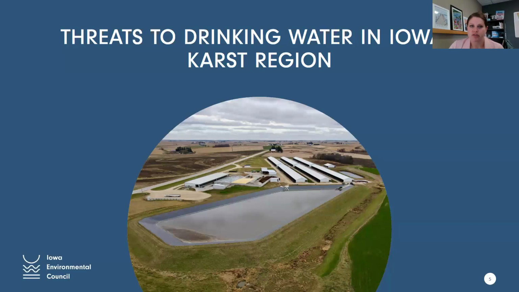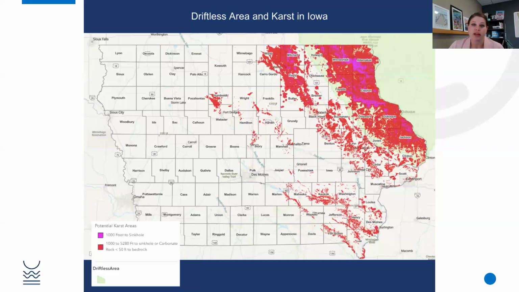So some background on threats to drinking water in Iowa's karst region. So what is Iowa's karst region? This is a map of the karst area in Iowa overlaid with what is known as the Driftless area. And the Driftless area covers a portion of southeast Minnesota, southwest Wisconsin, northwest Illinois, and northeast Iowa. And so it is a part of the country that was unglaciated and has this unique karst terrain. And so I'm going to be using these terms interchangeably.